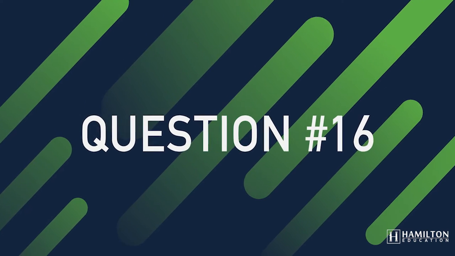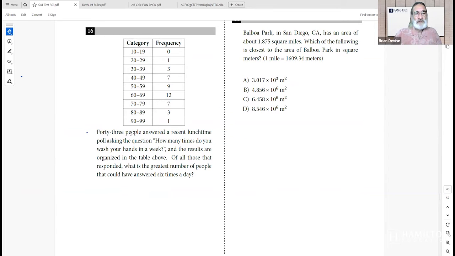In question 17, 43 people answered a recent lunchtime poll. How many times do you wash your hands in a week? And the results are organized in the table above. Of all those that responded, 43 people, and you can add up the frequency column and see that adds to 43. What is the greatest number of people that could have answered 6 times a day?